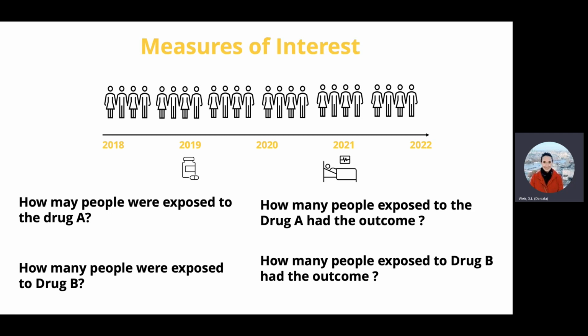Just a reminder that the comparator doesn't have to be another medication. It can be placebo in an RCT. But just know that by drug B, I mean the comparator group, and by drug A, I mean the intervention group. So you want to calculate how many people were exposed, or essentially randomized, to drug A and drug B. And then how many people were randomized to drug A and had the outcome. And then how many people were randomized to drug B and had the outcome.